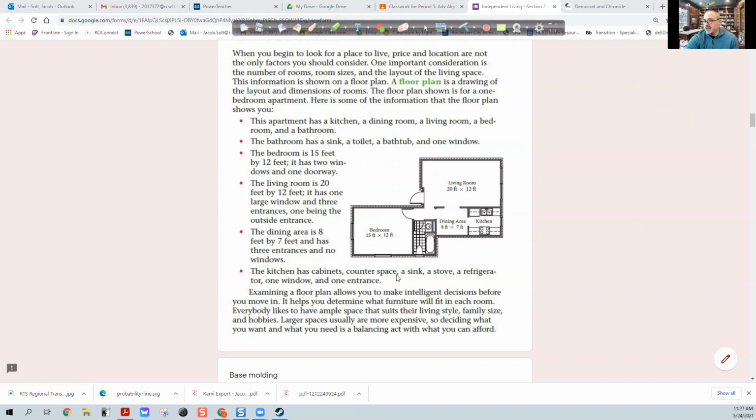And the kitchen has cabinets, counter space, a sink, a stove, a refrigerator, one window, and one entrance. All right, there's the cabinets, there's the sink, there's the stove, there's the refrigerator. It has a window and it has one entrance.